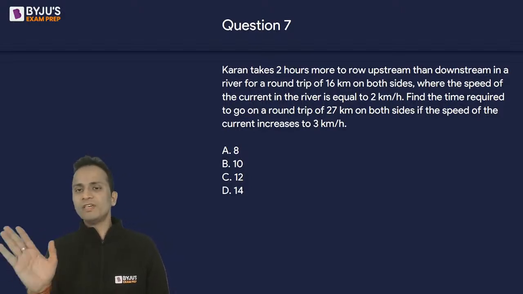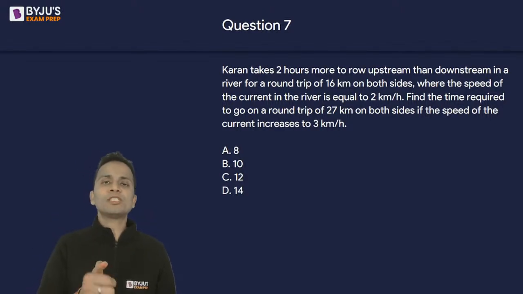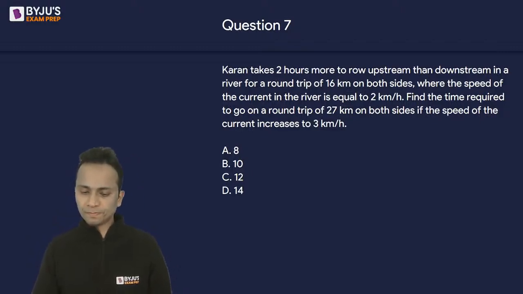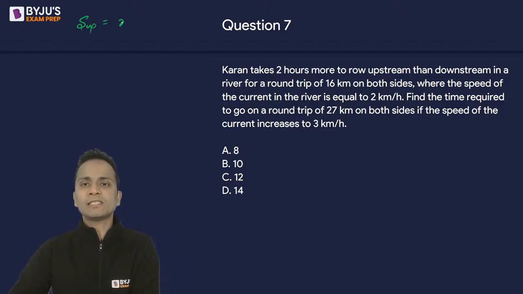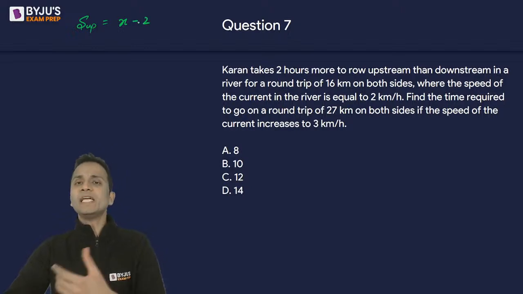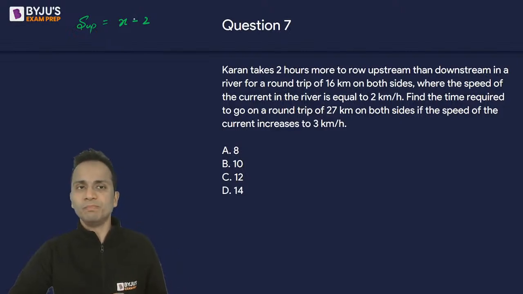Okay, so leave the last portion of what they are asking. Using the first given part, you will have to find out the speed of boat in still water. Now here, speed upstream you can assume as x minus 2. Speed upstream is basically the speed of boat in still water minus the speed of stream. I repeat, upstream speed is the speed of boat in still water minus the speed of stream. So here, speed upstream will be x minus 2 and speed downstream will be x plus 2.